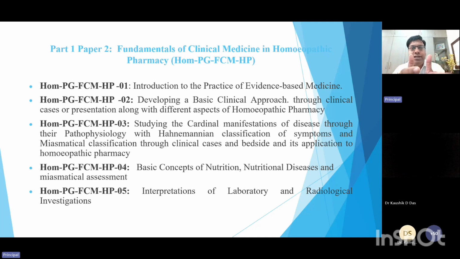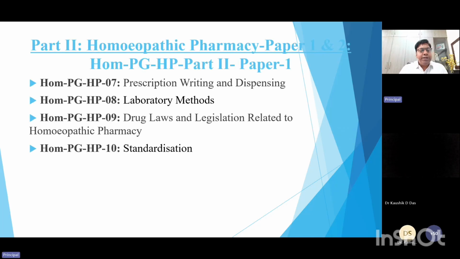So that is the objective behind this paper 2, that clinical medicine and its fundamental knowledge should be revised during this PG course. For this purpose, we have 5 different topics and chapters. Next, in part 2, we have homeopathic pharmacy paper 1 and paper 2, and different sub-chapters and topics are written here.